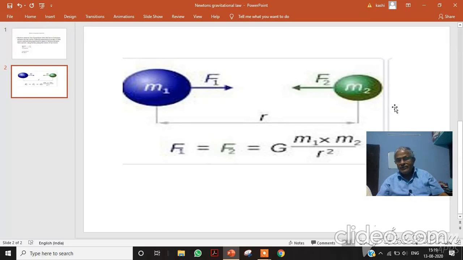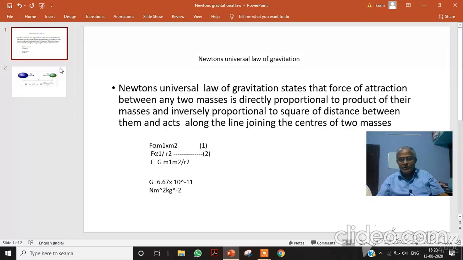So, consider this. If you observe this figure, here mass m1 is there, here is the mass m2. They are separated by the distance r. This distance is the distance between the centers. You have to take the distance between the centers of the masses. So observe what we are saying: the force of attraction is directly proportional to the product of their masses.